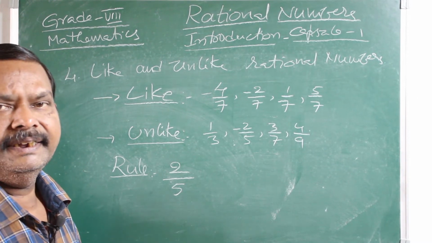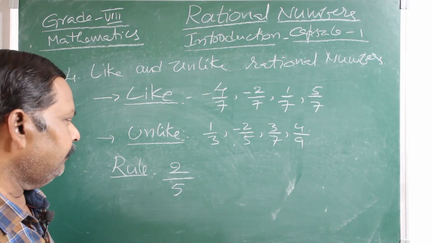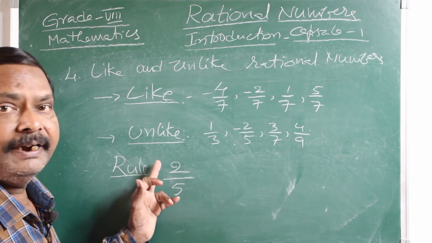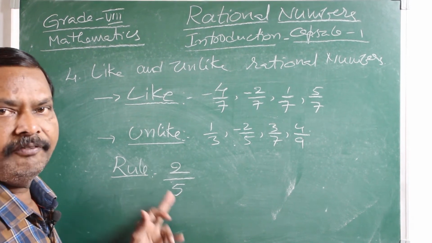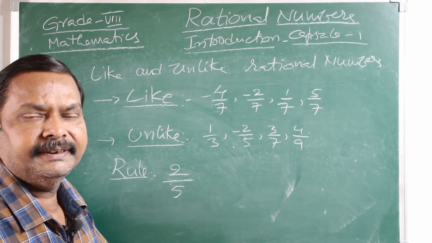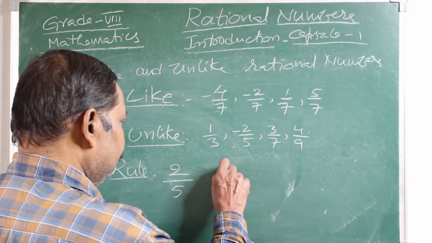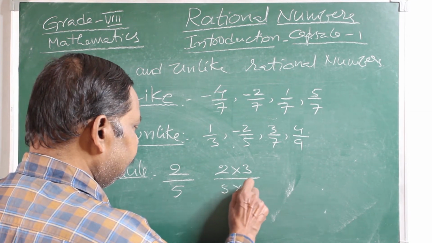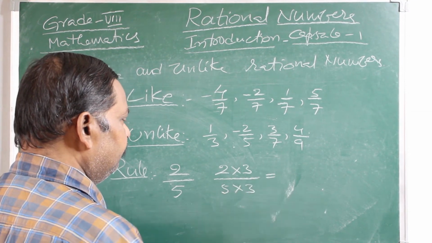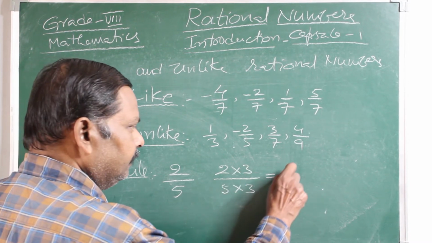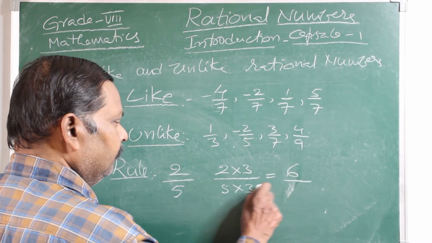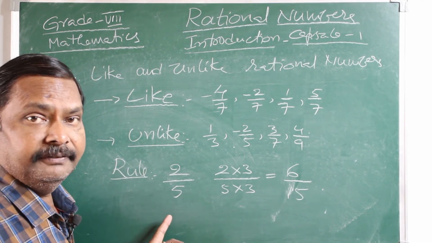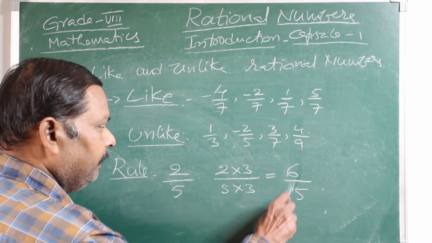2 by 5 is a rational number. Let us multiply the numerator and denominator of 2 by 5 with another integer, say 3. 2 into 3 by 5 into 3. Then you will get 2 3s are 6, 15. Now 2 by 5 is always equal to 6 by 15.